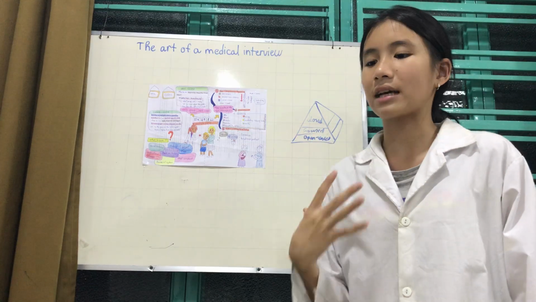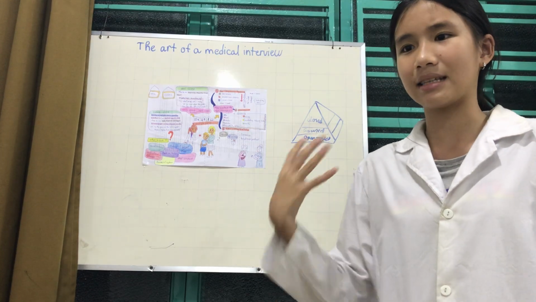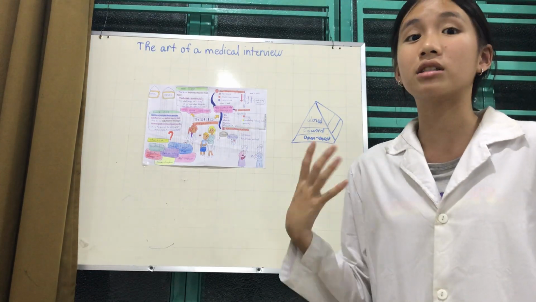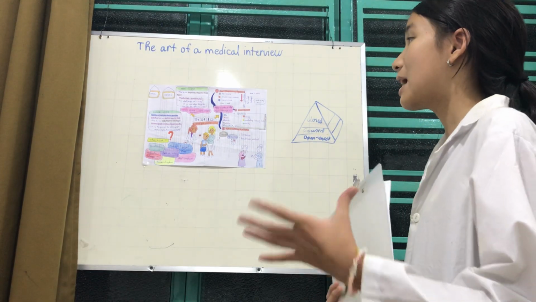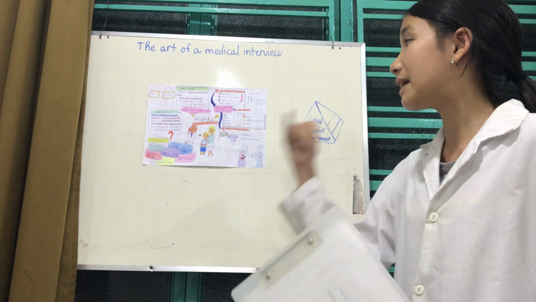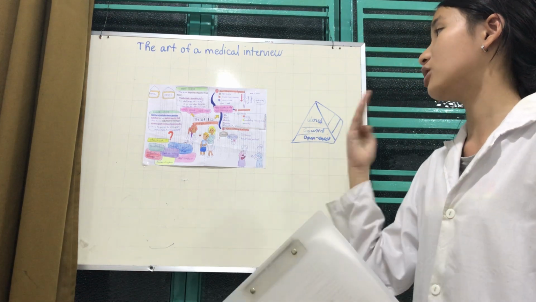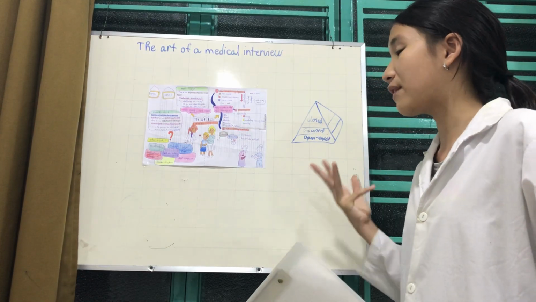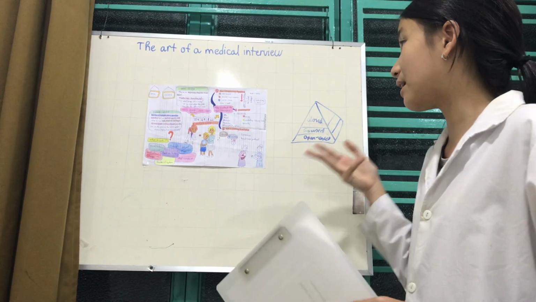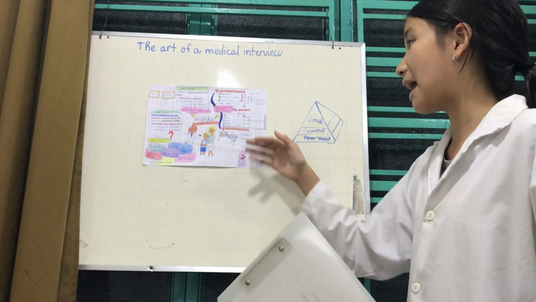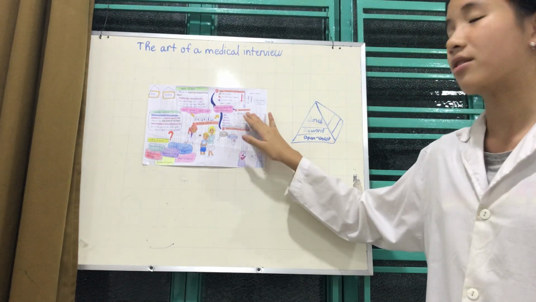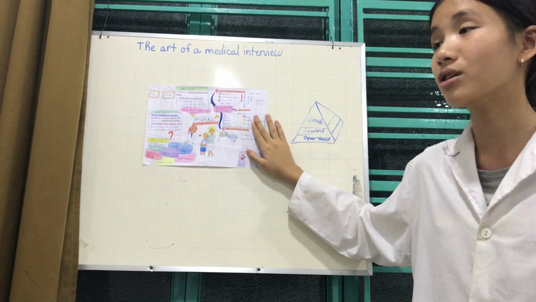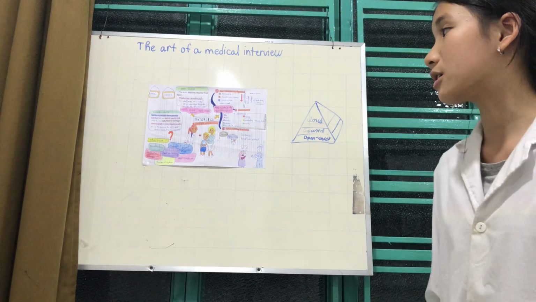Next, how to extract the right information. The next technique is using mnemonics. So mnemonics, for example, Socrates. So Socrates, this will include site, onset, character, radiation, associated symptoms, timing, exacerbating or relieving or alleviating factors, and severity. So that is an example of the mnemonic that we usually use when interviewing the patient.